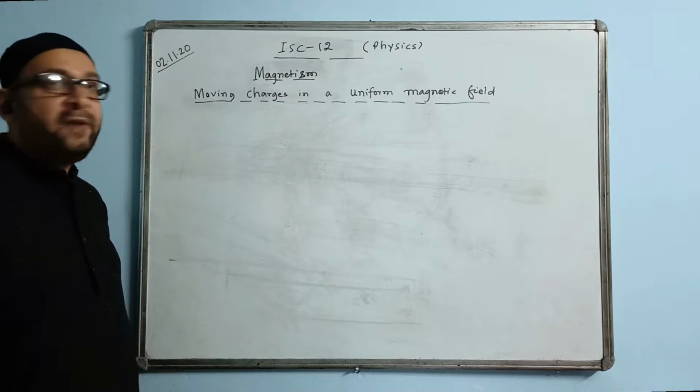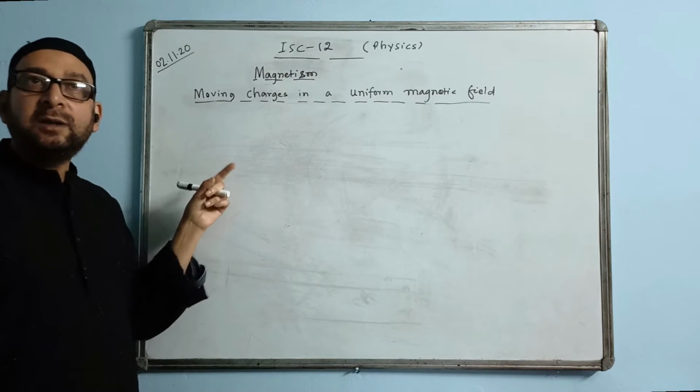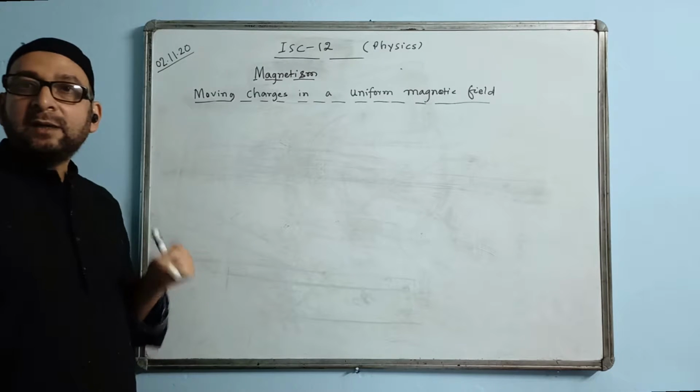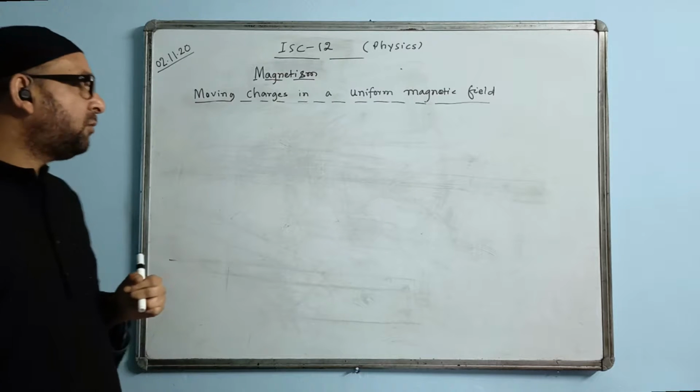And the fact R is equal to mv by qB, that relationship we use in a device called a spectrograph, the mass spectrograph, the Bainbridge mass spectrograph.